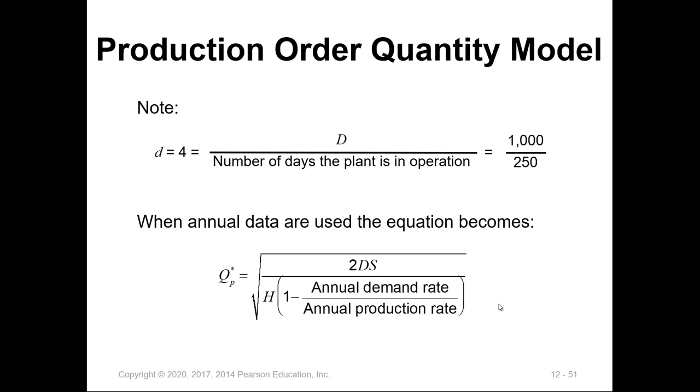When using annual data, the equation becomes Q star equals the square root of 2DS divided by H multiplied by 1 minus the annual demand rate divided by the annual production rate.